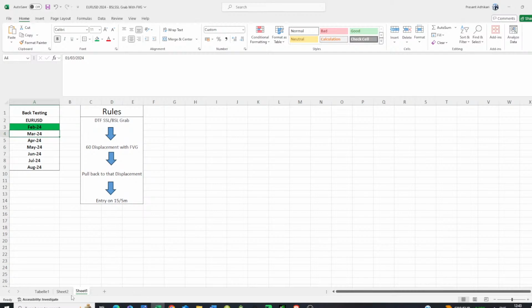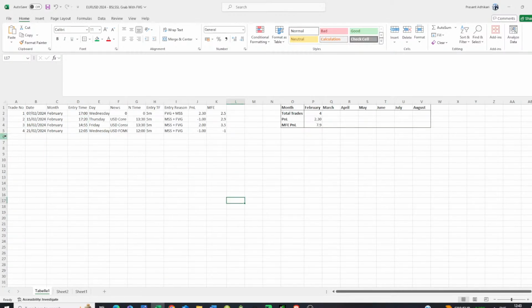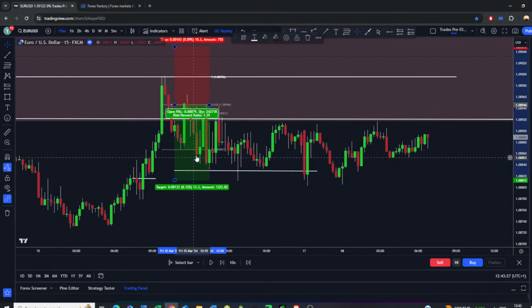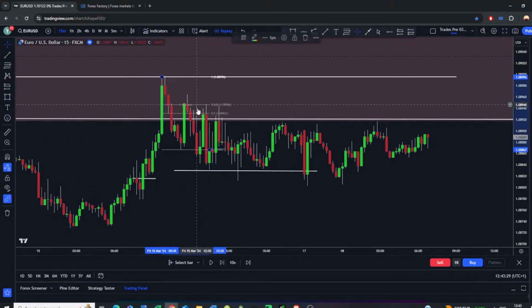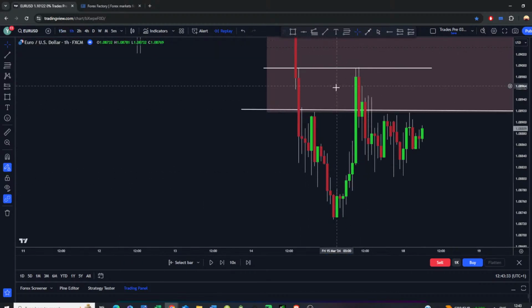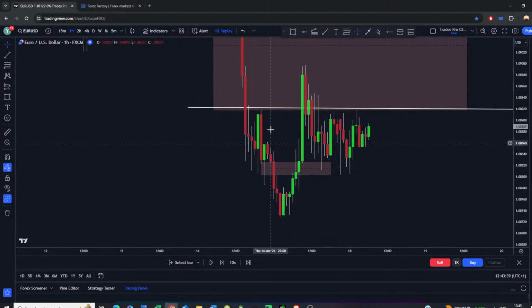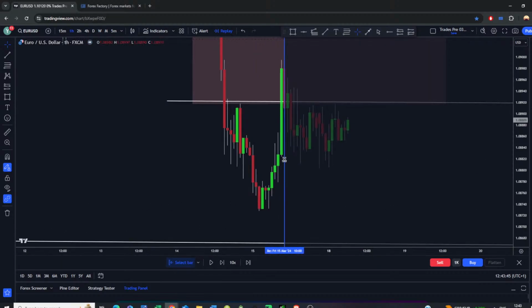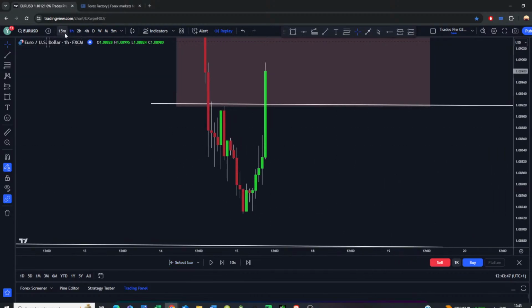Let me just note this down. What date was it? So it took one trade at this level, which I wouldn't take. Like I said, I wouldn't take that trade. It's too close. I'd rather take at these levels. You know what? I'm not going to record that. I'm just going to record what I did here.